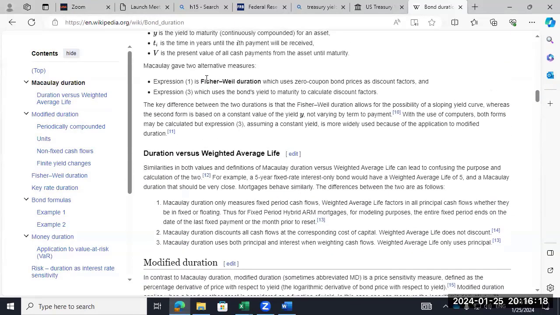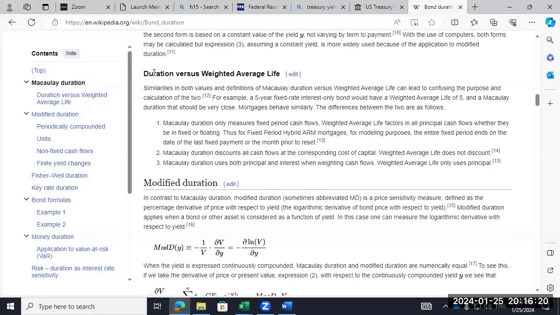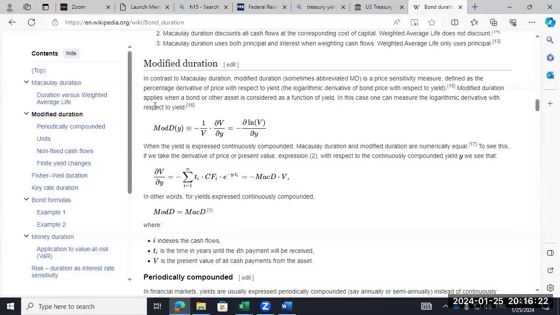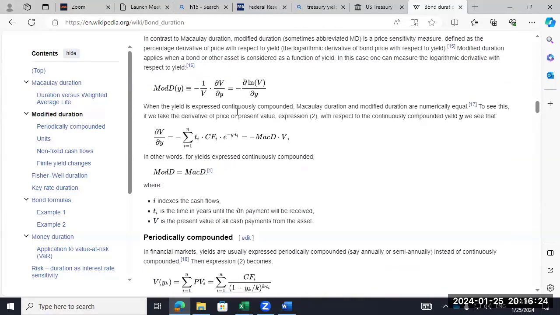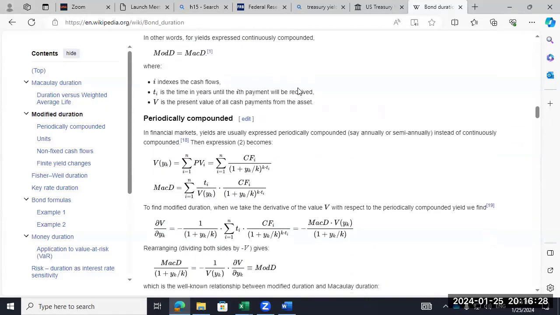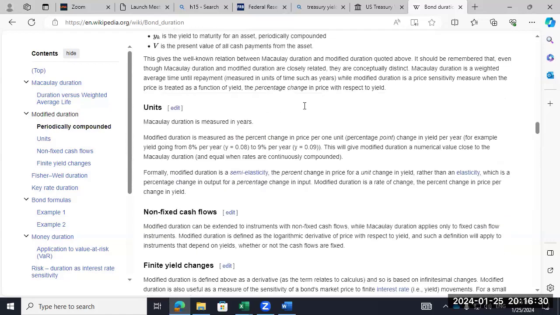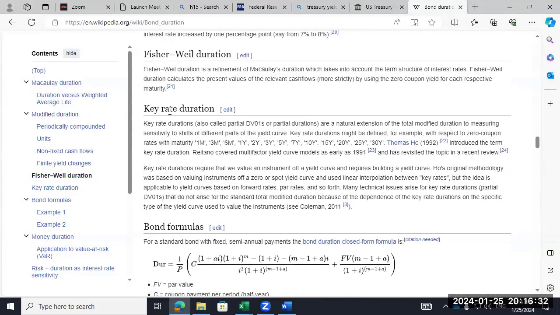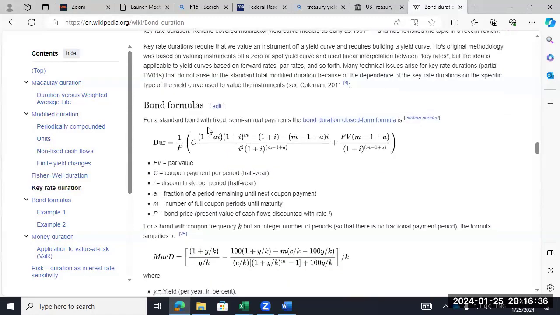You have the Fisher-Weil duration, which I rarely see. Modified duration, all they do is essentially take duration and divide it by 1 plus the yield. Key rate duration, we won't get into that much, but that's something life insurance companies do.